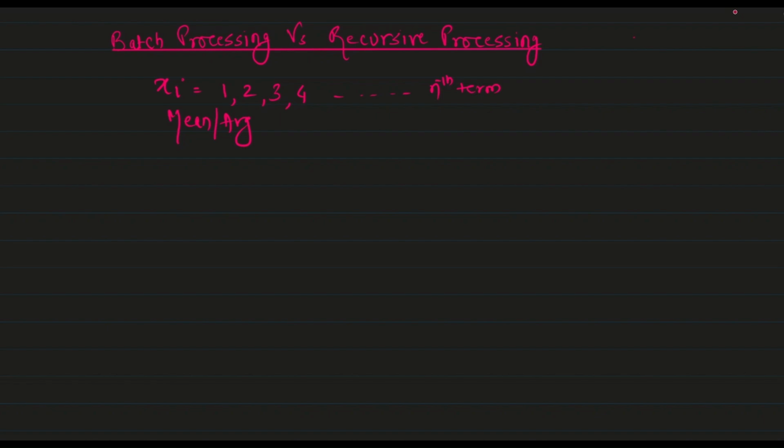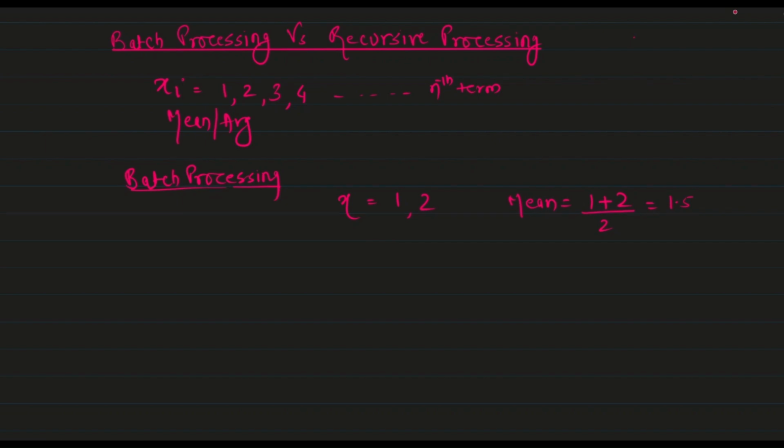So let's first try to understand how batch processing addresses this problem. In batch processing, let's say there are already 2 numbers in the series, that is number 1 and number 2. So what's the mean here? The mean will be 1 plus 2, the addition of 2 numbers, divided by the total number of numbers in the series, that is 2. So here it is 3 divided by 2, which is 1.5.